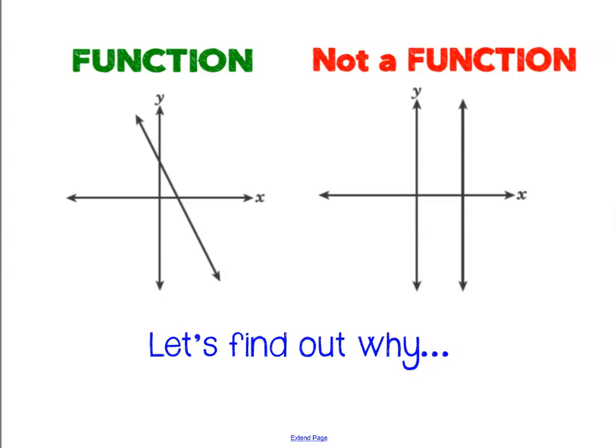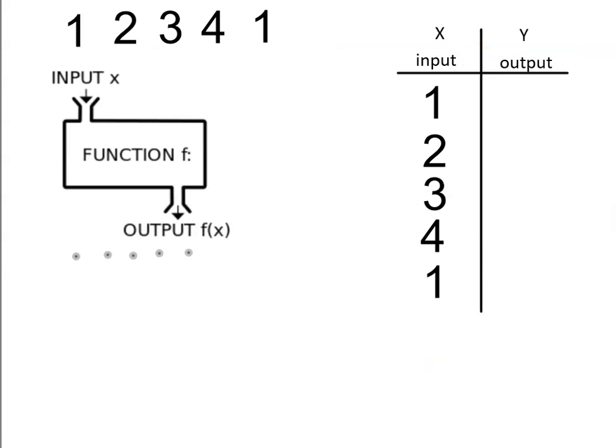It's the one on the left. The graph on the left is both linear and a function. The graph on the right is linear, but it is not a function. So let's find out why. A function is an operation or operators that are typically performed on a set of inputs.